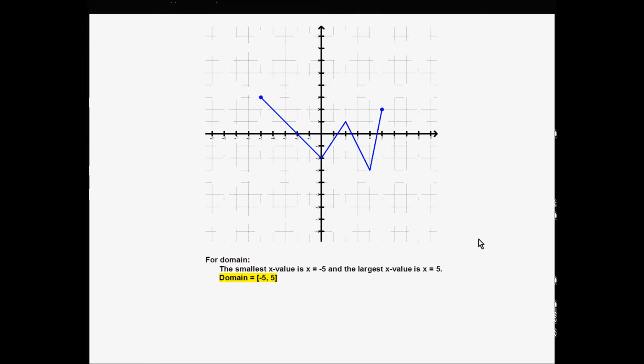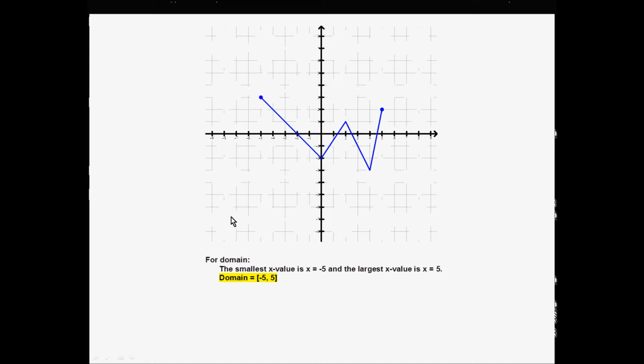So for the domain, go from smallest x to largest x. Go from left to right. For the range, you want to go from smallest y to largest y. Remember, in interval notation, smaller number on the left. So that means in terms of the graph, go from the lowest point to the highest point. Go from bottom to top.